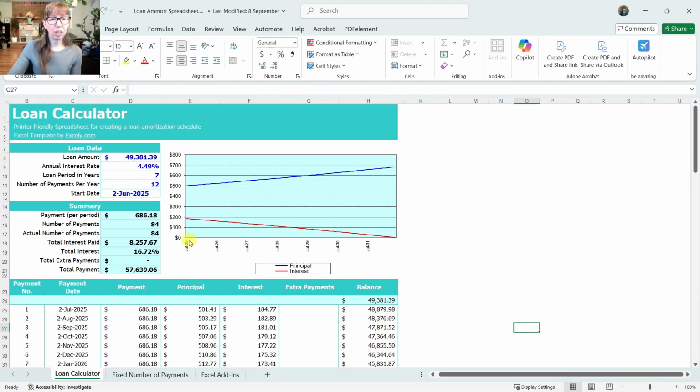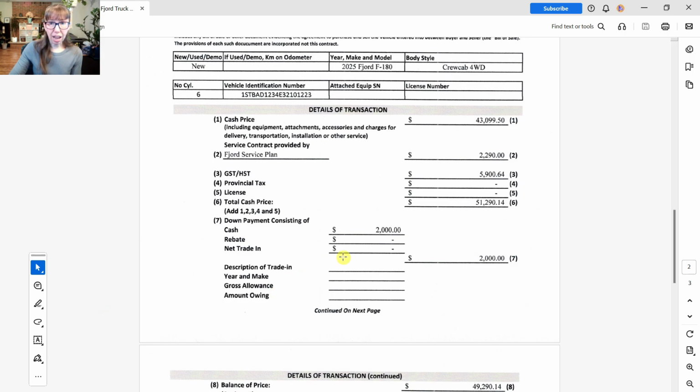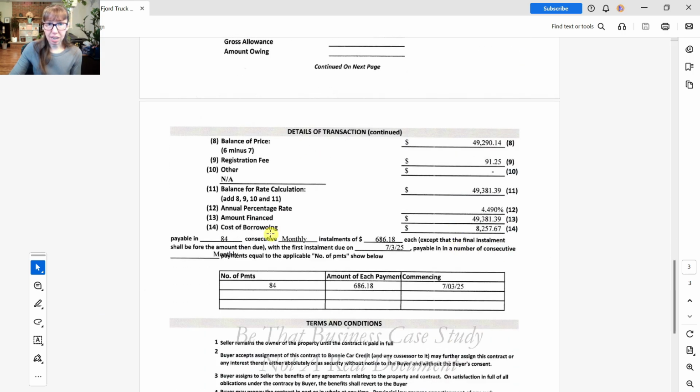So we did this back in week 1 of June. We put in the loan amount here, and then we put in that annual interest rate, how many years the loan was, how many payments per year, so whether it was monthly, bi-weekly, semi-monthly, and the start date of the loan. We got that information from here, the amount financed, right here is the balance of the loan. And then 84 months is how I knew that it was a 7-year loan, and it does say monthly, so that would be 12 payments a year.